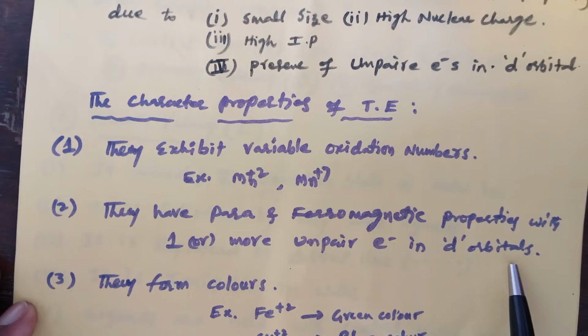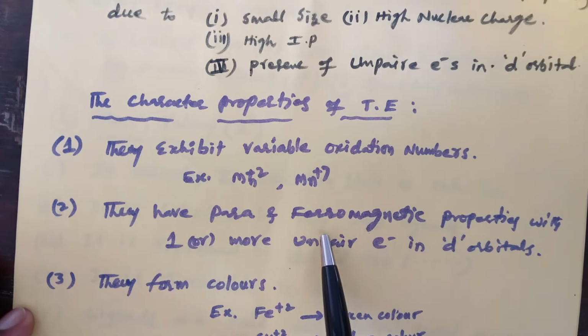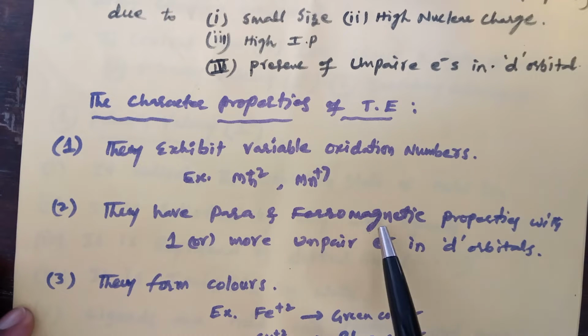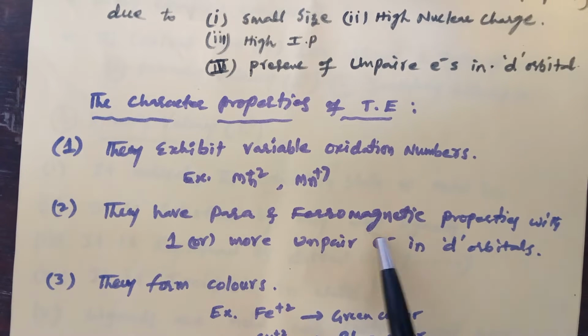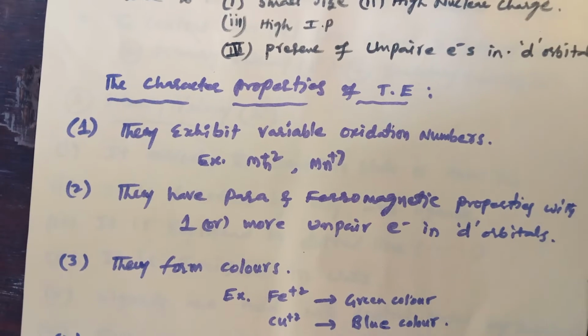The second transition element property is that they have paramagnetic and ferromagnetic properties with one or more unpaired electrons in d orbitals. Due to the presence of more than one unpaired electron, they can exhibit the paramagnetic property, and they can also exhibit ferromagnetic nature.